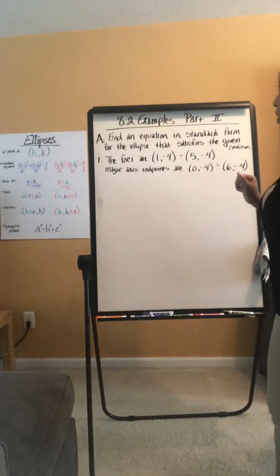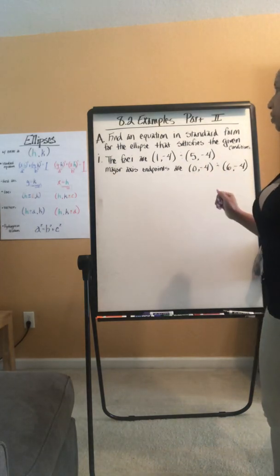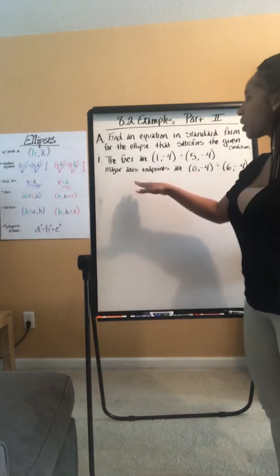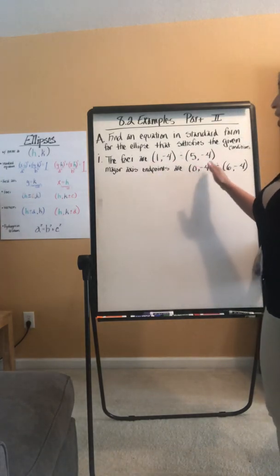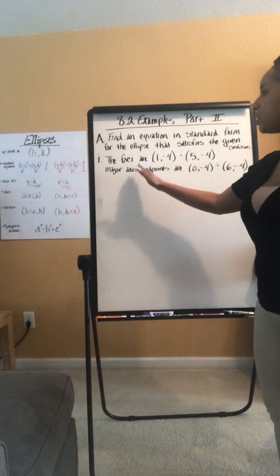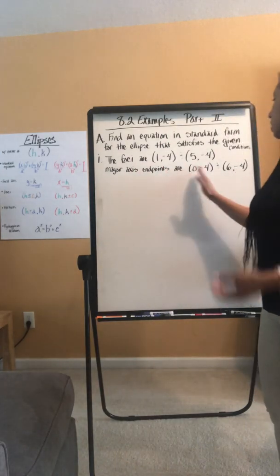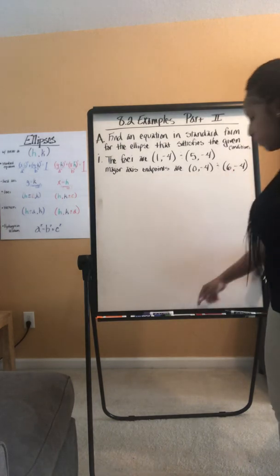So our first example A says to find an equation in standard form for the ellipse that satisfies the given conditions. The foci are (1, -4) and (5, -4), and my major axis endpoints, which I also know are called vertices, are (0, -4) and (6, -4).